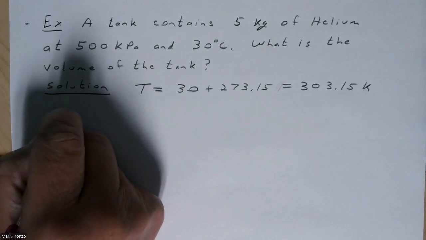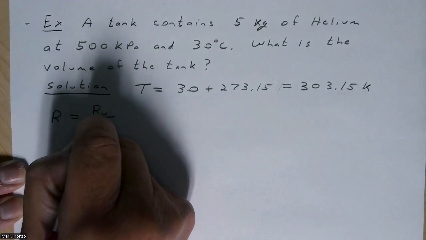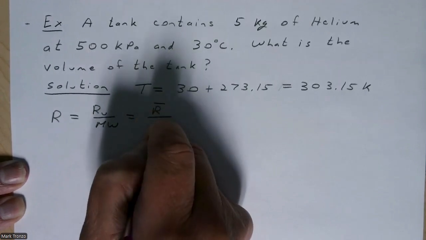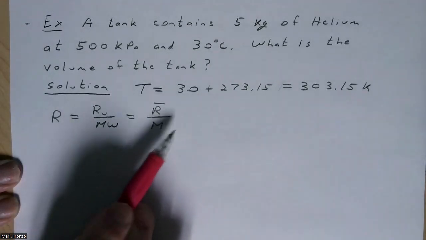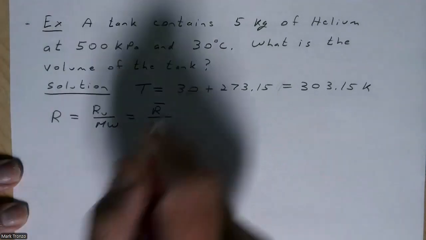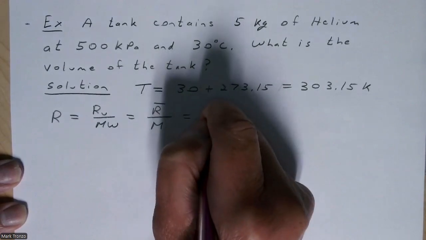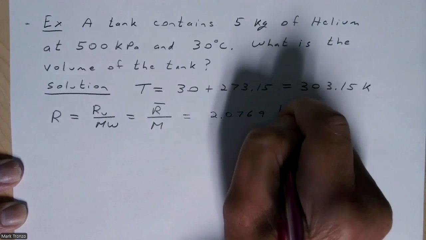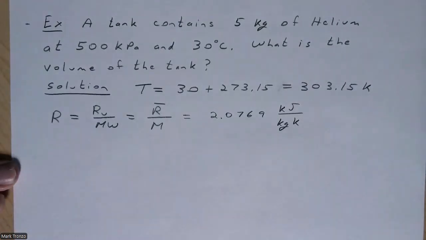And R is going to be, again, either RU over molecular weight, or again, my book uses R hat over M. And my book in the back has this value given. In other words, you can look up in the table, in mine it's table A1, and find that this is 2.0769 kilojoules per kilogram K, like this.